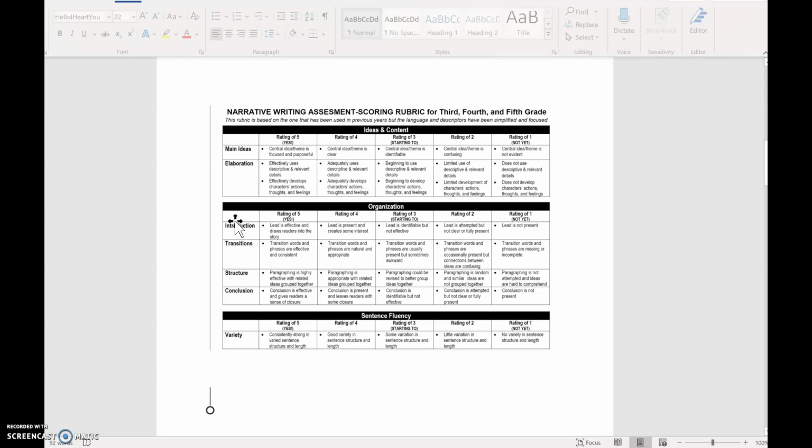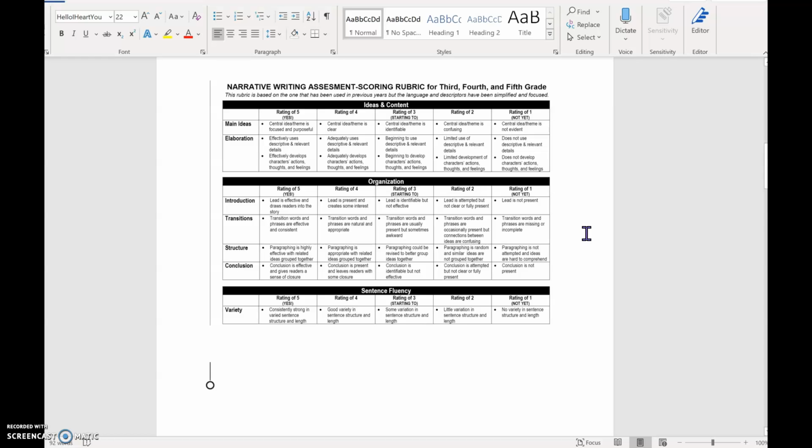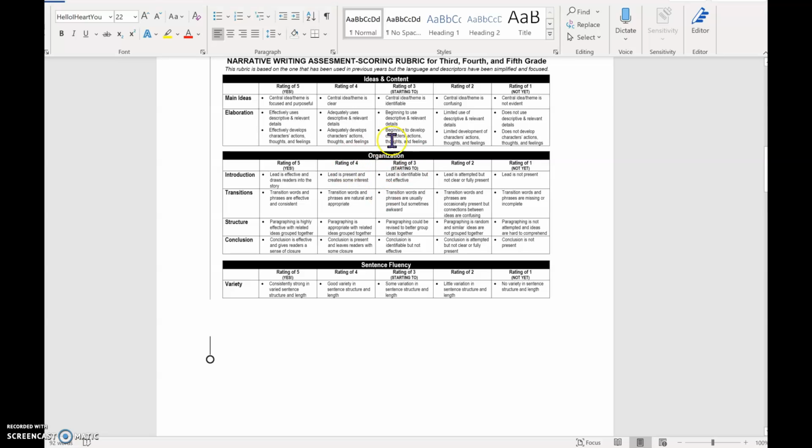Now, all of this will be on Google Classroom for you to look at, so you should see this too. So this is a rubric, and a rubric just means this is how I'm going to grade you. So I'm going to grade you on all of the things that you see here. So the ideas and content. Does your idea make sense? Do you have an event that makes sense? And do you have lots of details to explain that event? Then organization. Did you have an introduction, transitions, and conclusion in your story?